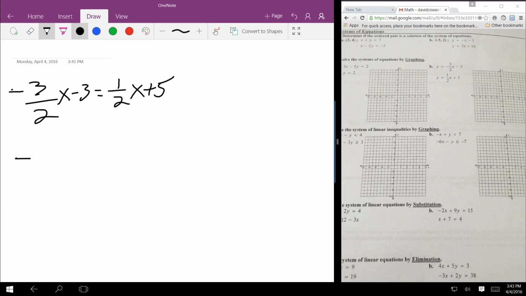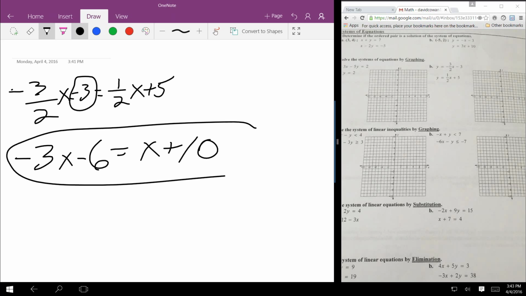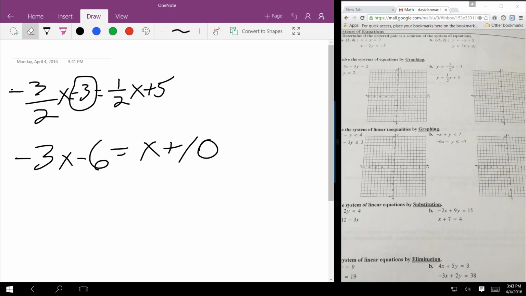That gives you 3x minus 3 equals... I got to multiply that by 2 also. No. 3x minus 6 equals x plus 10. Now notice how much easier that is looking. So always get rid of your denominators as a first step if you can easily, which you can in this case.